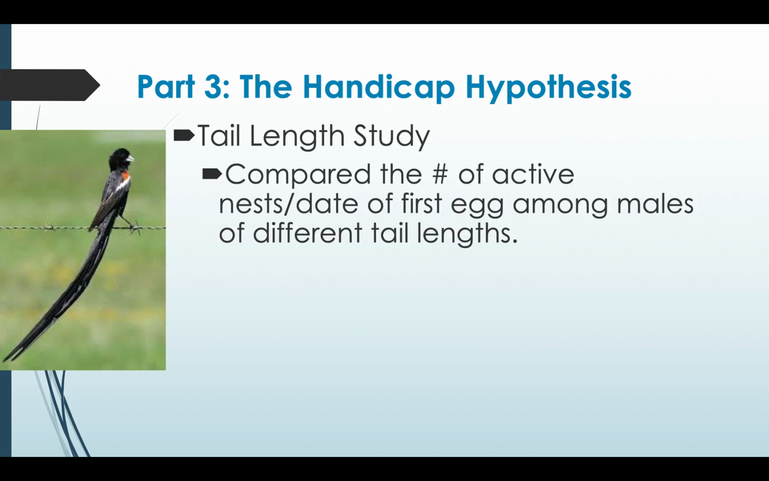The next study was tail length. So what they did here was they compared the number of active nests, and the date of the first egg among males of different tail lengths. Okay, so they're looking to see if tail lengths had any indication of how many active nests, or if they were going to have any eggs sooner.